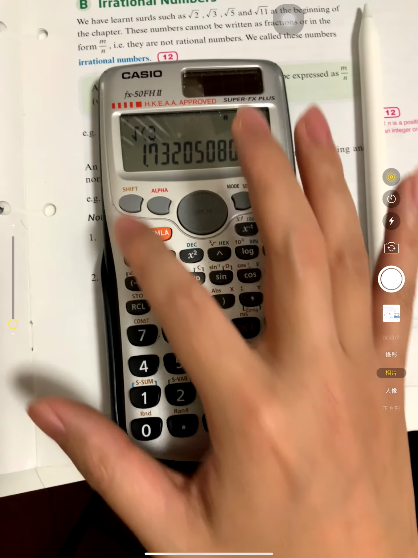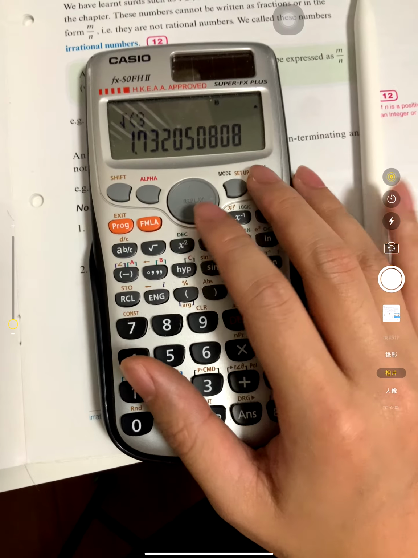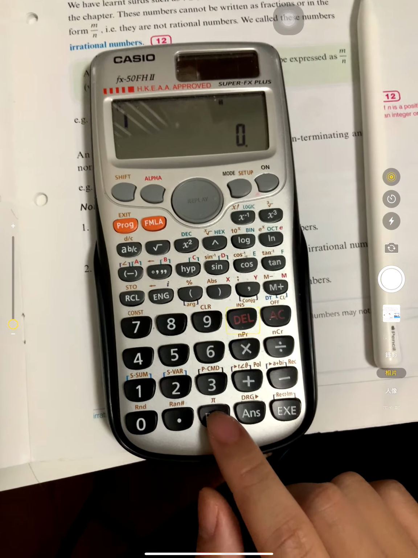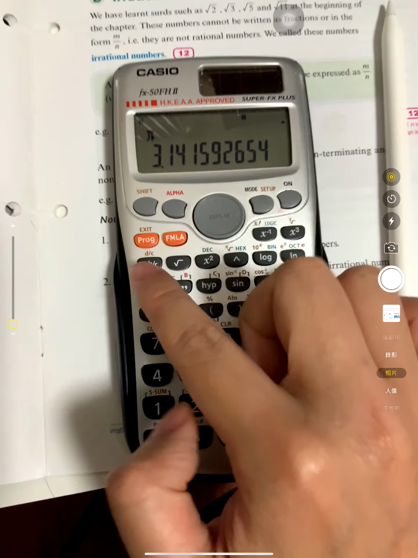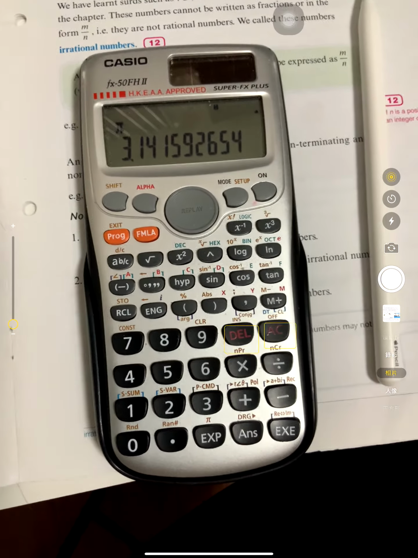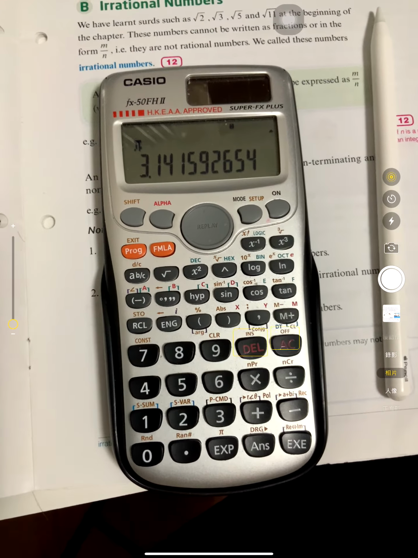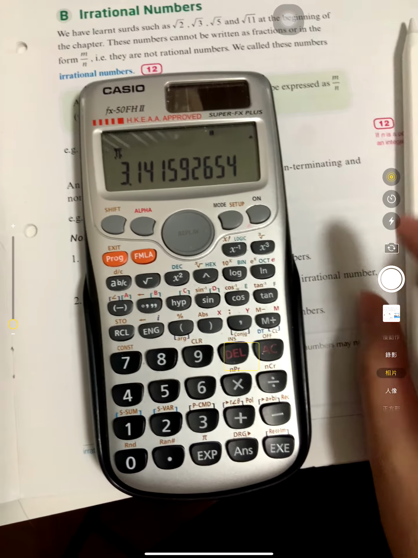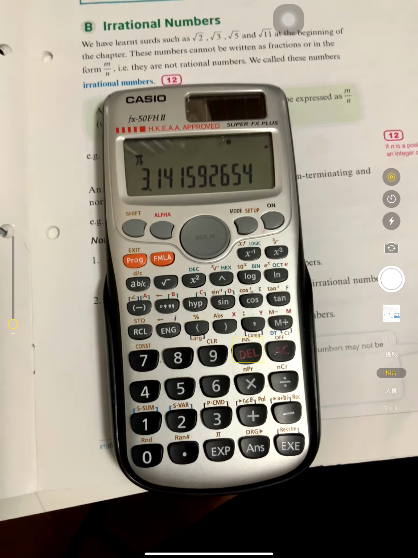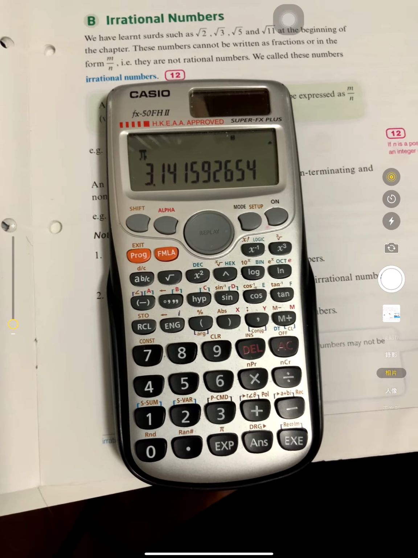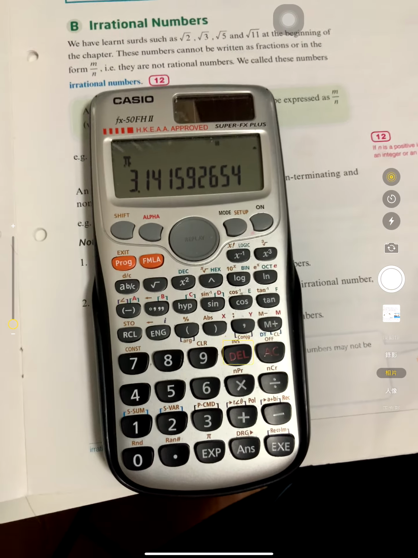Cannot change to any fraction. No change, right? And then for example, pi here, shift, and then this one, and then we shift, and then this one, no change also, right? So we can simply use this one to check whether the number is rational or irrational. But this method usually is correct, but it is not 100% correct.